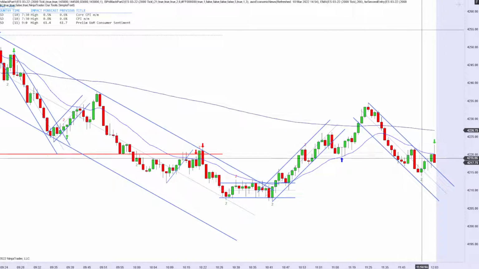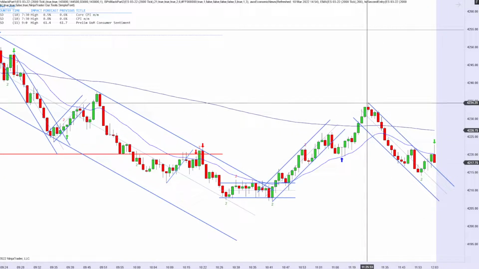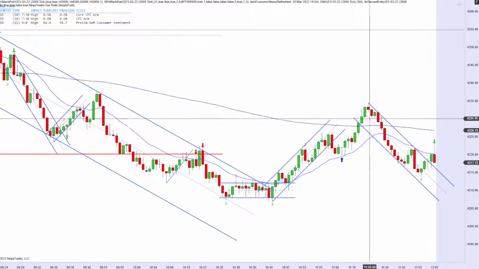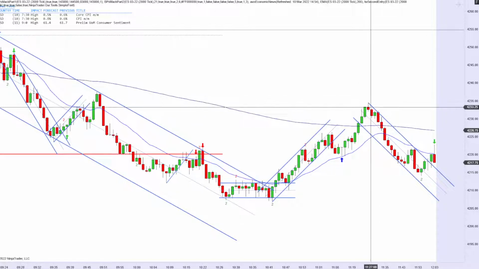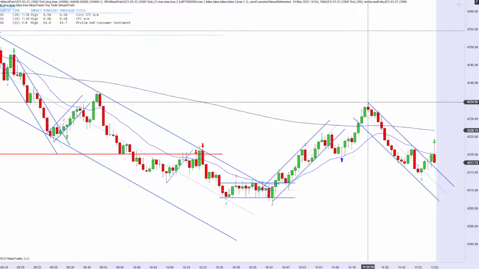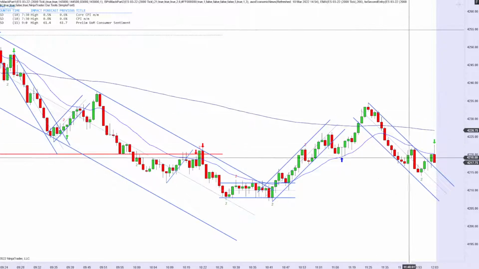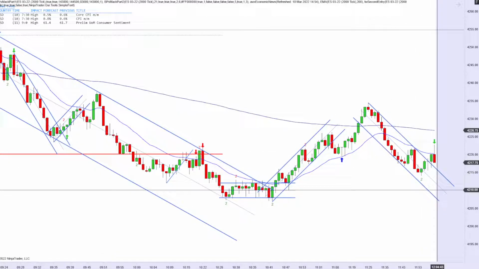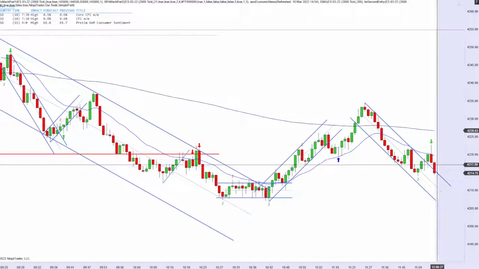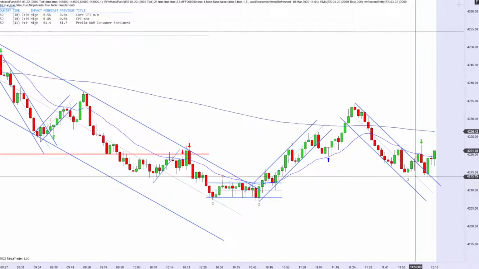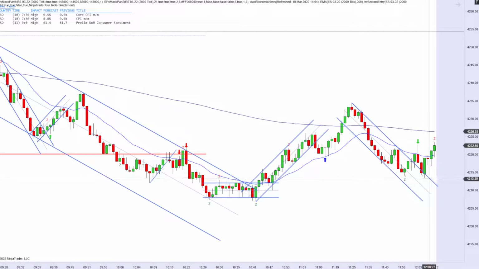Don't get a second entry short, but I treated this as a failed second entry long. So that means we failed to go long off that second entry long. First entry long, second entry long, failure. Price is holding below EMA. That's a trade I'm taking. So we had a break and new low.